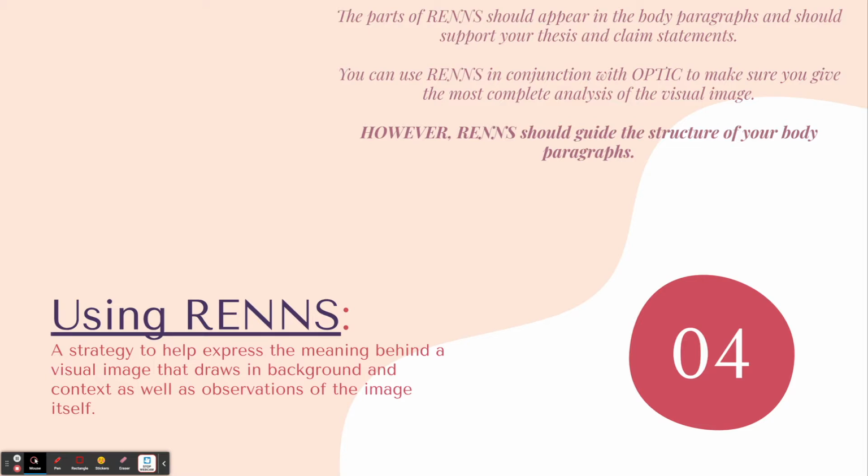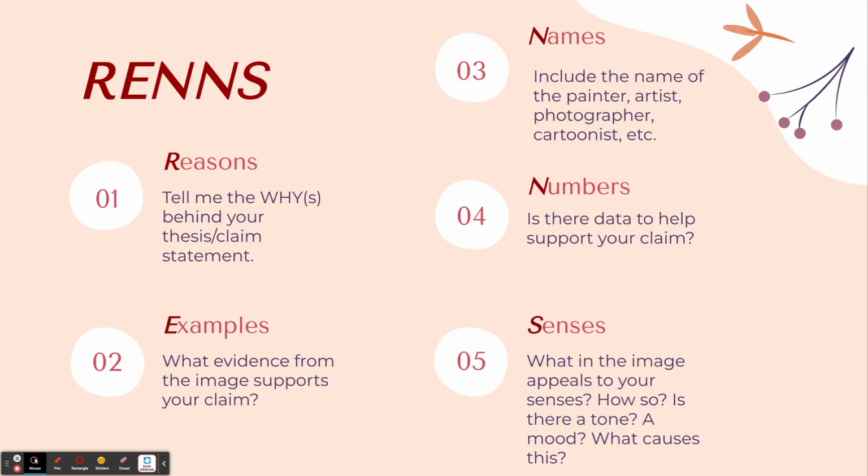So now that I've used OPTIC and I've broken down the overview, the parts, the title, the text, and the interrelationships, and have drawn a conclusion, I want to put it together using a strategy called RENS. Just like OPTIC, RENS is an acronym and it helps you arrange your essay. So you're going to tell me the reasons behind your claim. And then you're going to give me examples from that image that support your observation and evaluation.